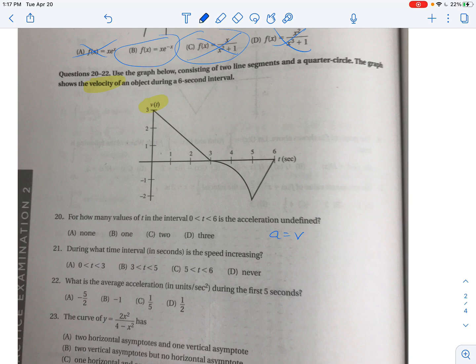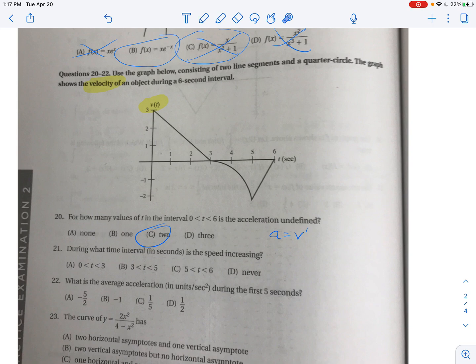So acceleration is the derivative of velocity. This velocity graph would not have a derivative if there's an abrupt change in steepness. And that happens at 3 and 5. So there are two places where acceleration is undefined because of an abrupt change in steepness of the graph.